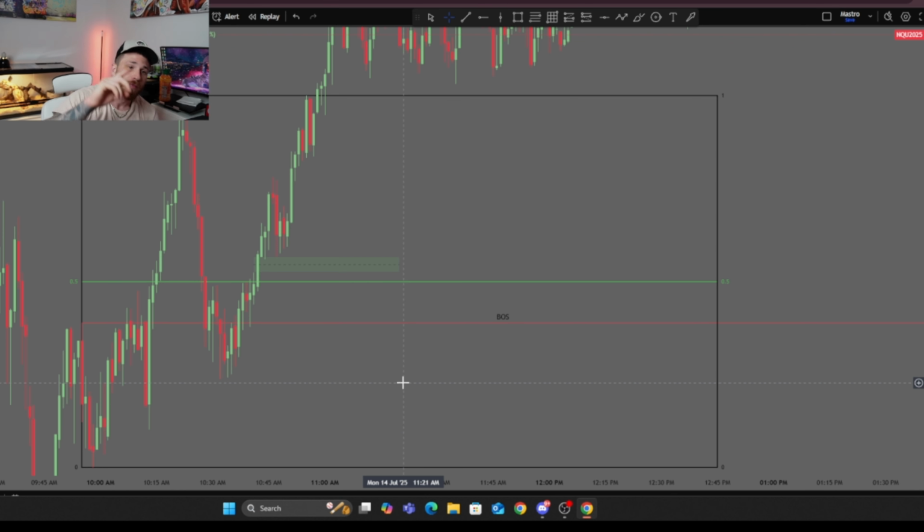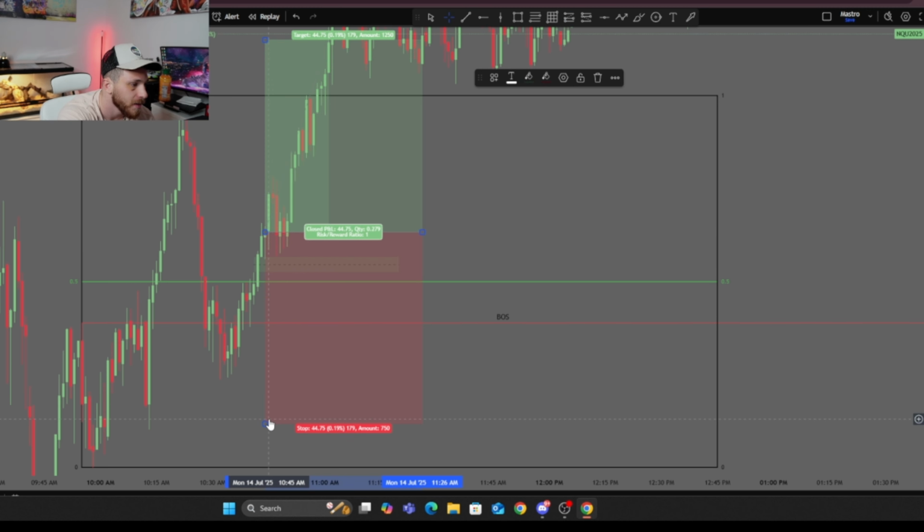Number 3, we respected equilibrium, right? Scale down to an even lower time frame to look for entry. 1 minute, we form a bullish fair value gap. We get a bullish entry out of it. This could be your entry right here. Stops below these lows is probably where I'd put that.